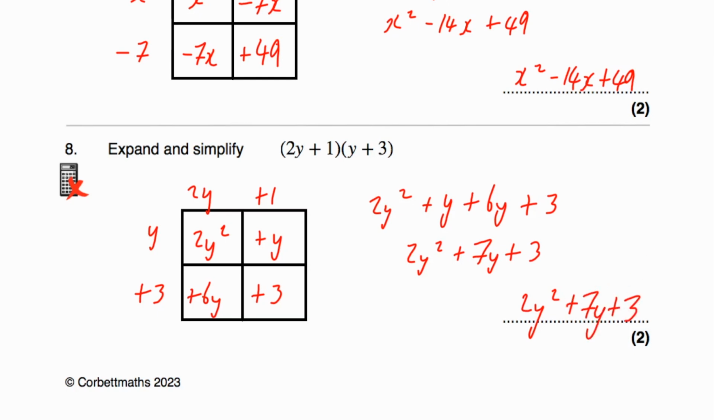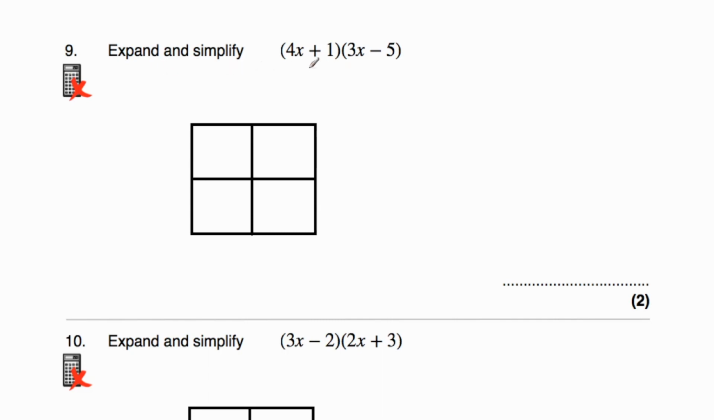Okay, question number 9 says expand and simplify 4x plus 1, and then 3x minus 5, or negative 5. So 3x times 4x, so that'll be 12x squared. 3x times 1, that's going to be plus 3x. 4x times minus 5, well, 4 times 5 is 20, so 4 times minus 5 would be minus 20x.